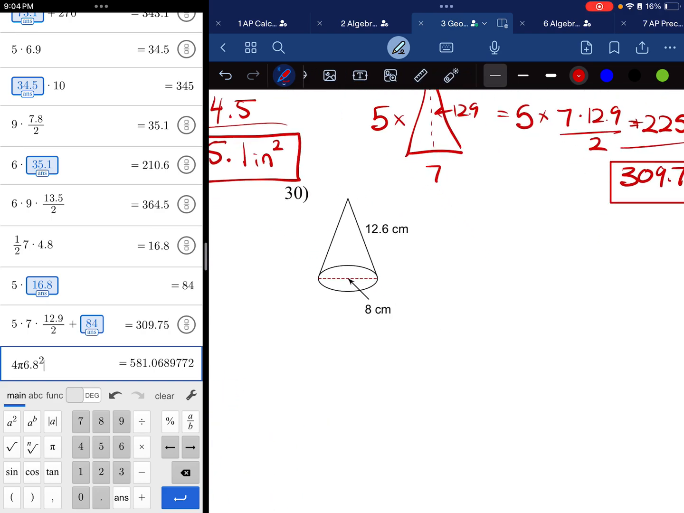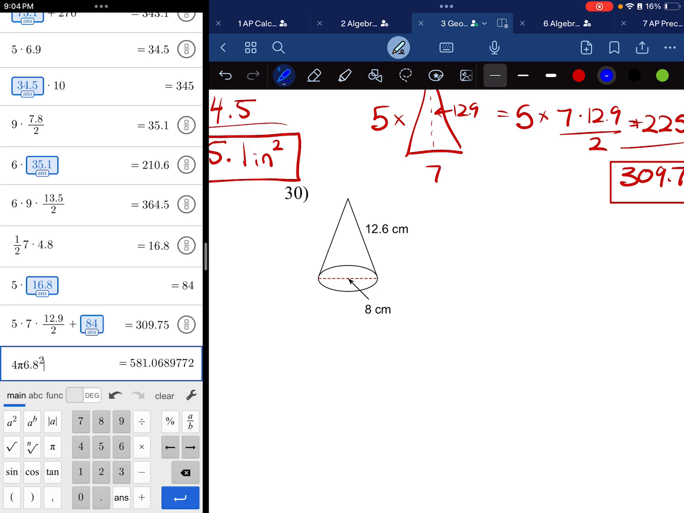It's ambiguous as to what this 12.6 is talking about. Is the 12.6 talking about this slant height? Is it talking about the height if it were to go to the center? It's not clear. And I think I'm going to be writing a message to the people that made the curriculum, this program. To me, it looks like this height is 12.6. So that's the way that I'm going to interpret it.